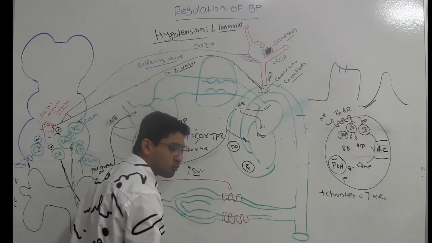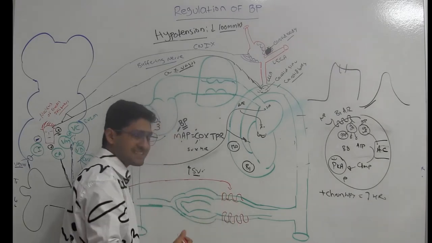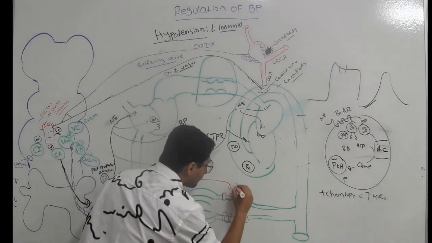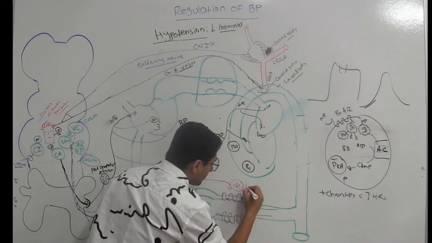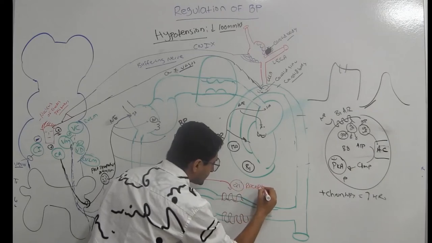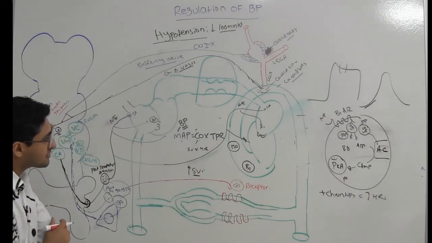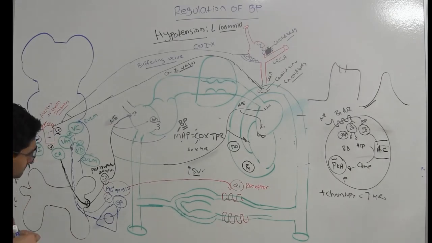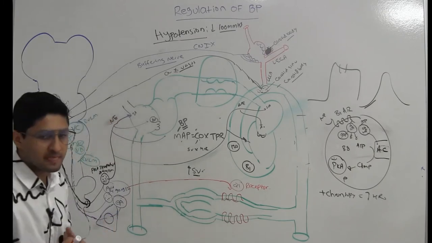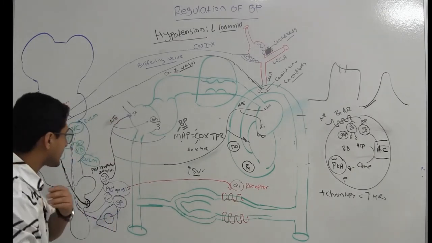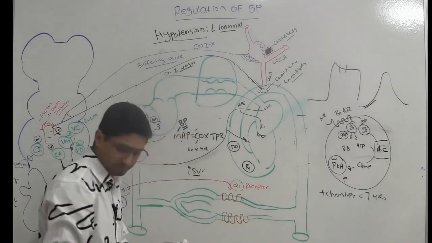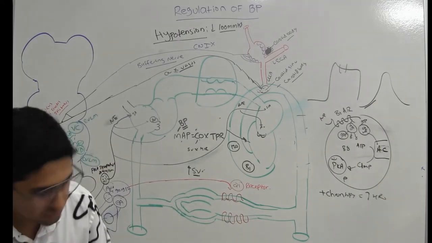These arterioles have a lot of what? A lot of circular smooth muscles, and they're very, very rich in alpha-1 receptors. Alpha-1 receptors, guys, you have to remember this. These are smooth muscle cells, right? So when the signal comes with alpha-1, what is going to happen?